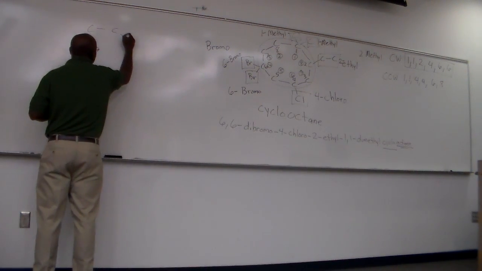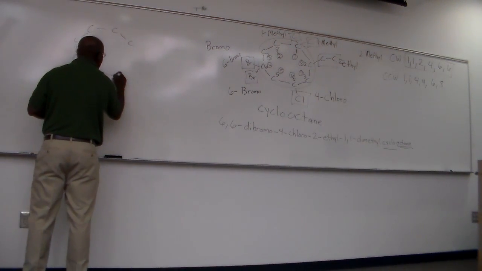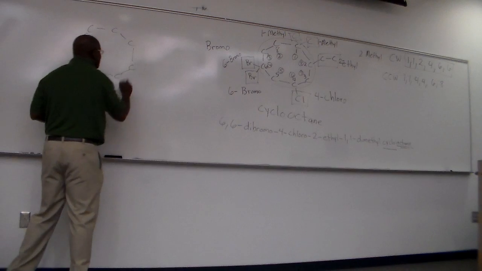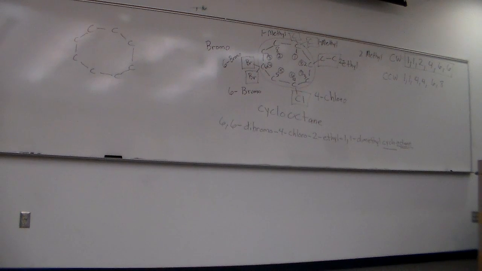One, 2, 3, 4, 5, 6, 7, 8. 8 is going to be a stop sign. So basically, going to list it with a stop sign. Now, since we're actually drawing it, where are we going to put carbon number 1? We can start any place you want with carbon number 1.